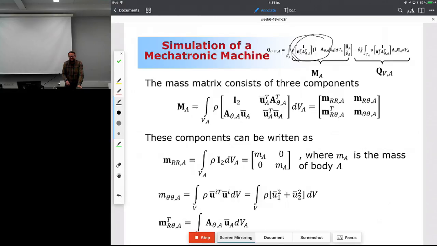The mass matrix consists of 3 components. And this is already big news for you, because I'm sure you heard of the mass of the body. You know the weight of the body, how much it weighs. That is related to translational motion. What's the mass of the body? And I'm sure you have heard of the mass moment of inertia, how much the inertia resists the rotational motion. Those are the 2 components that you're familiar with from previous classes. But then we have a third component.